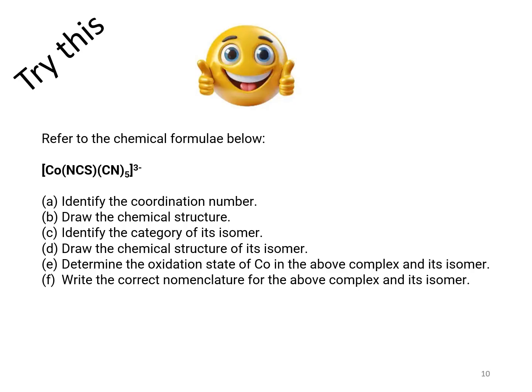Identify the category of the isomer. What kind of isomer do you think this can have? Draw the chemical structure of the isomer, determine the oxidation state of cobalt in this complex and its isomer, and also give their nomenclatures. So try this and you may show your answers to me anytime.